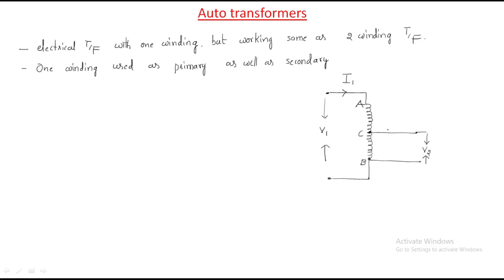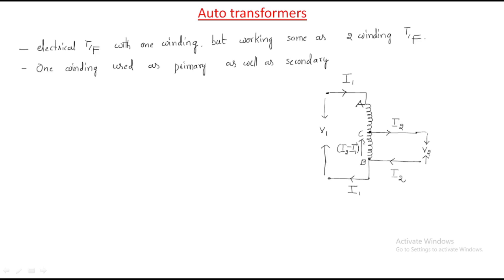The I1 current is entering here, and the I2 current is tapped from here. I1 current is flowing from here, I2 current is tapped here, and I2 current enters the load and returns like this. This is the I1 current. So you can write I1 minus I2, and I2 minus I1 is the reverse direction of I1 minus I2. Now we understand this is the auto transformer.